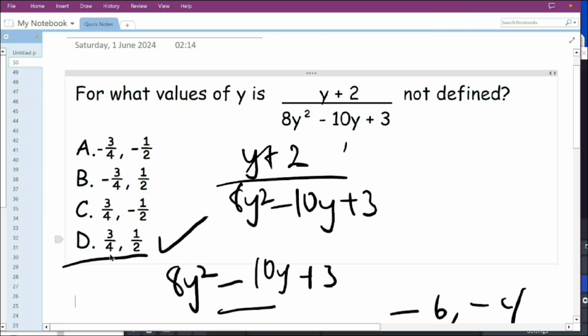That means if you make your y 3 over 4, that's insert 3 over 4 into this equation as y, you get 0 at the base, which is the denominator. And if you also do that with 1 over 2 or half, you still get 0 at the base. That means these two values make this equation undefined.